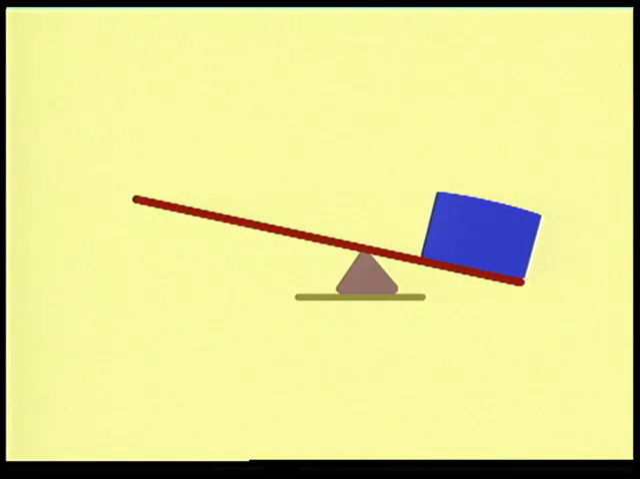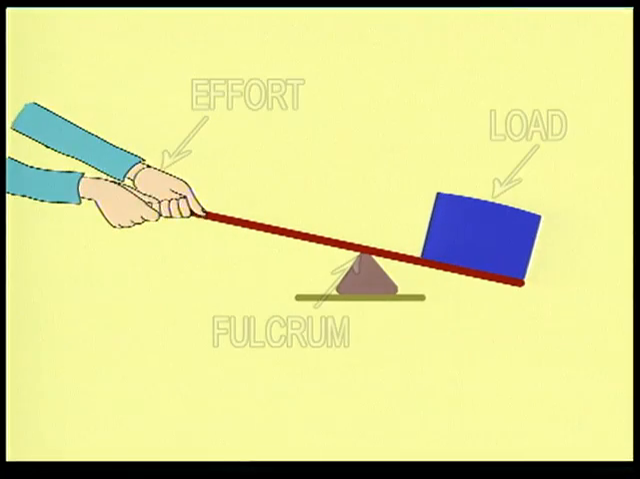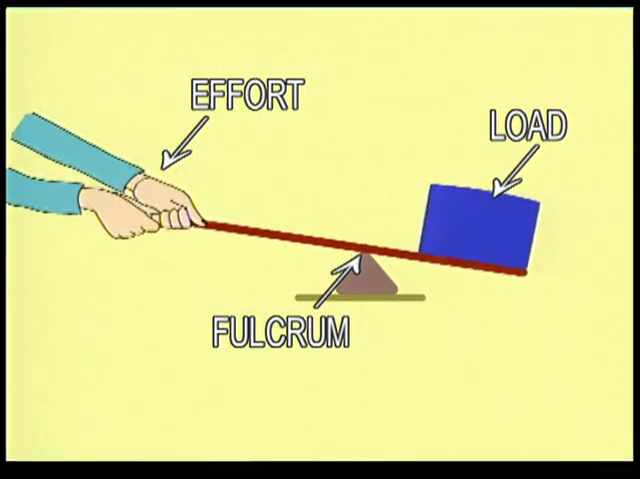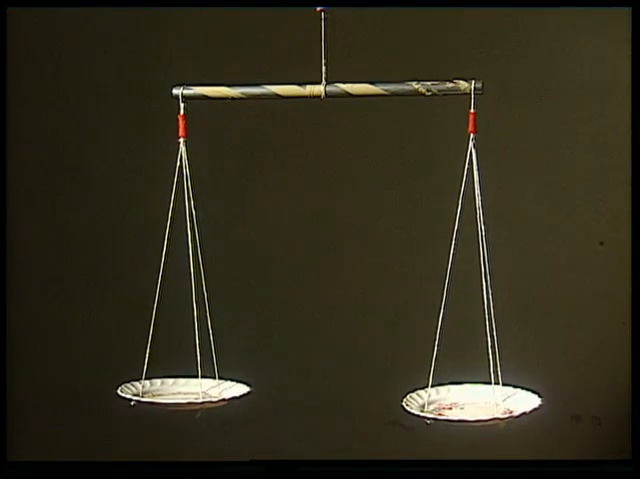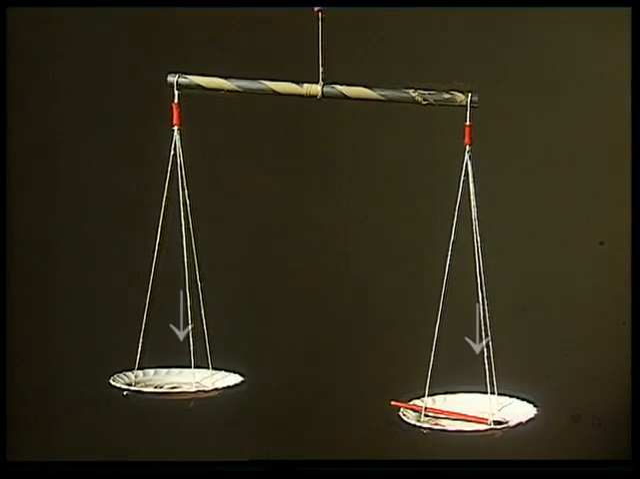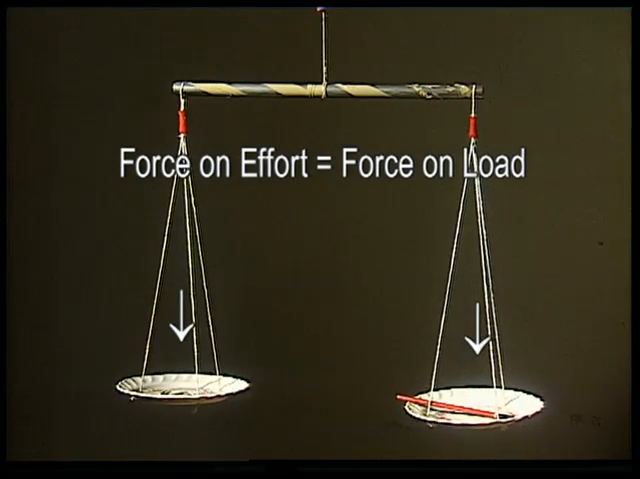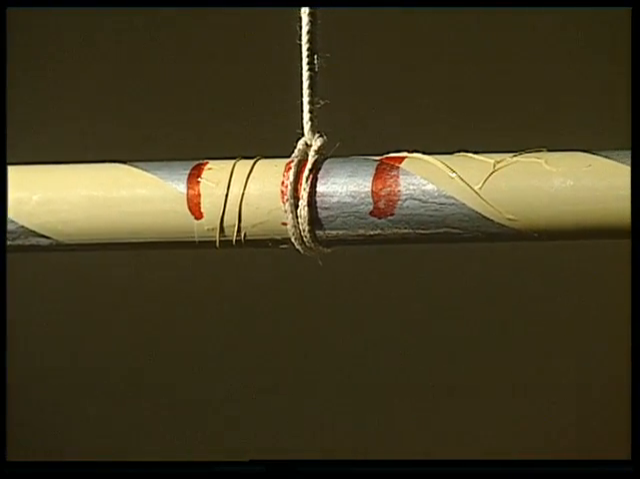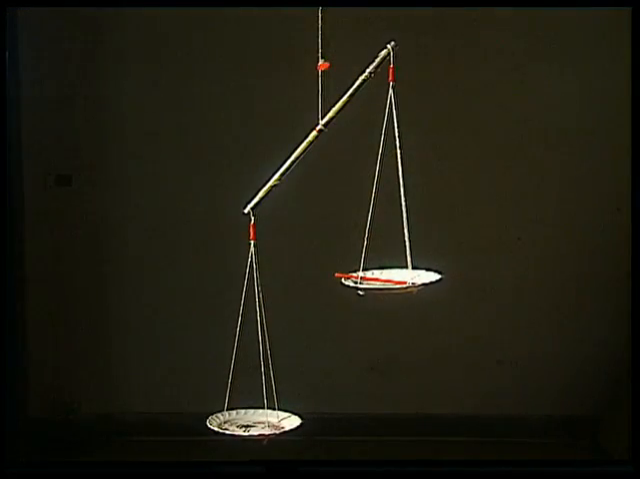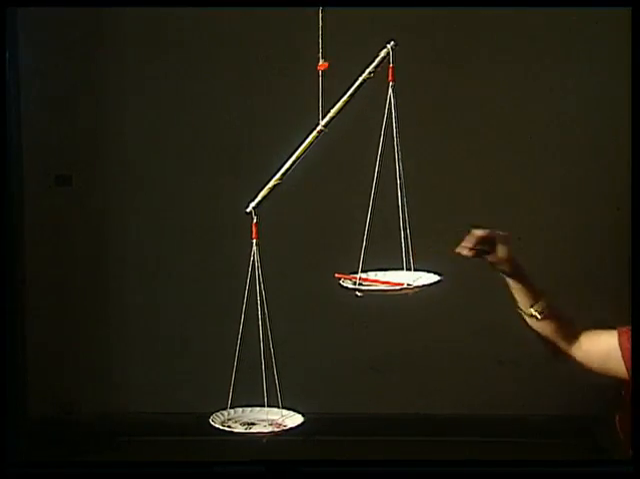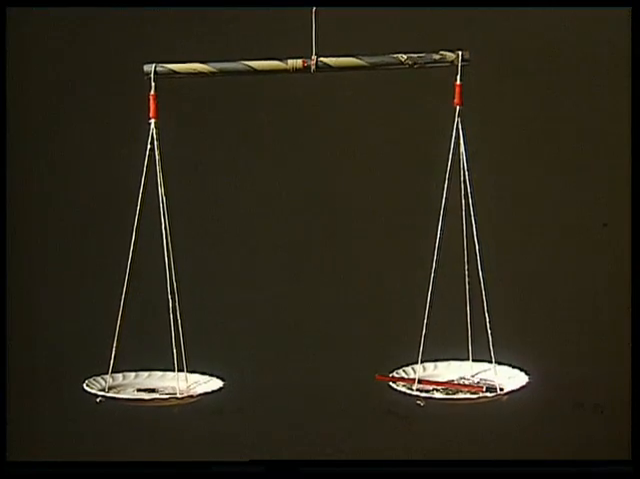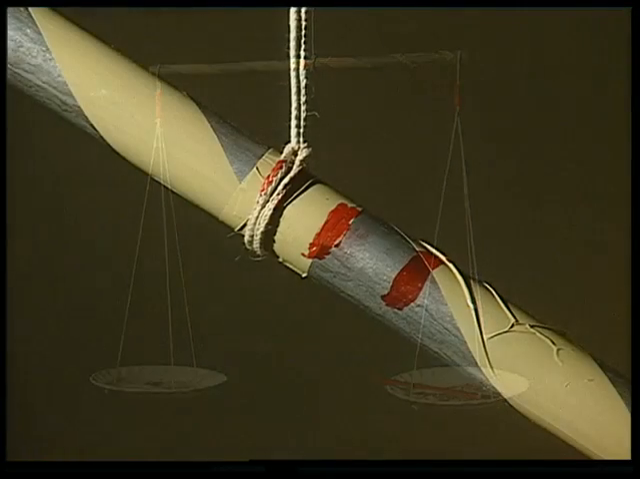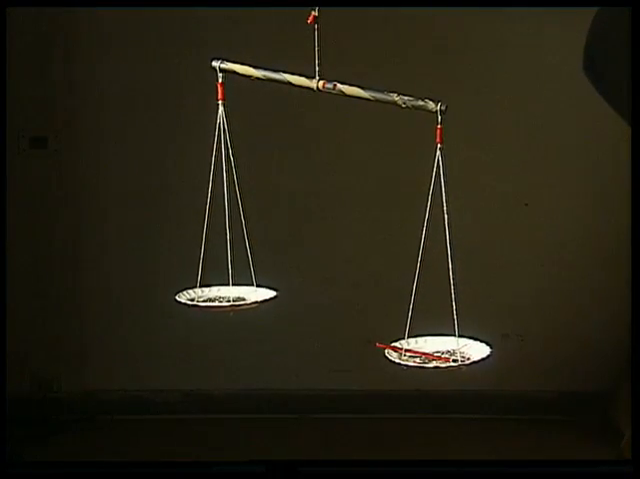We have seen that a lever is a rigid body which is pivoted about an axis called the fulcrum. An effort is applied at one point to move the load applied at some other point. Watch this balance. When the balance is balanced, the force acting on the weights is equal to the force acting on the object being weighed. Now, what would happen if we moved the fulcrum? In order to restore the balance, we may increase the load. Or, if the fulcrum was moved the other way, we may increase the effort.